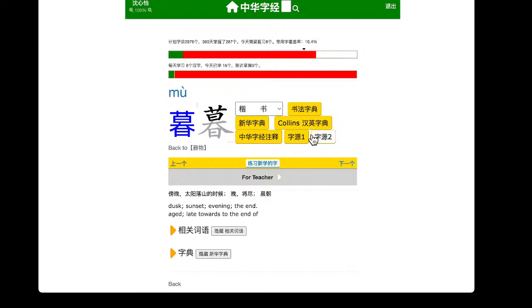Mo means dusk, sunset, evening, or the end. Could also mean aged or towards the end of something, like something's lifetime or something's duration, just as the dusk or the sunset is the end of a day. Now this character also again is pretty straightforward. You got the trees, and then the sun is shining through the trees. Now when the sun is low enough to shine through the trees, and it's not up above in the sky, but rather it's in the middle of the trees, then you know it's setting.